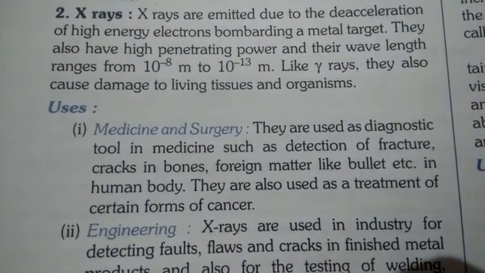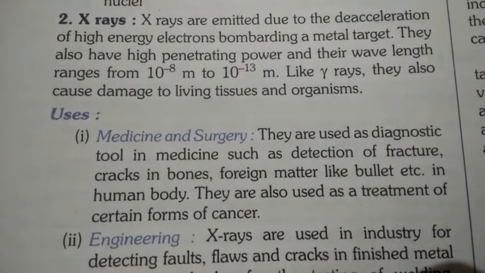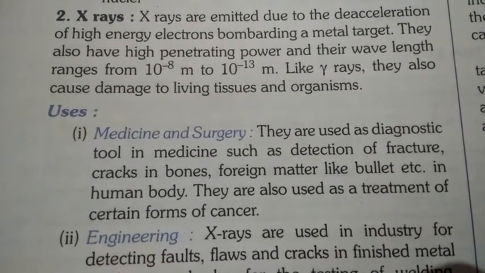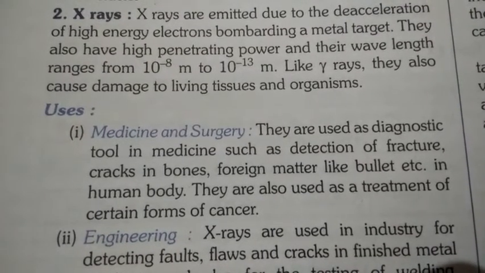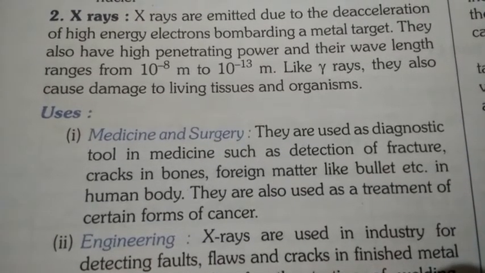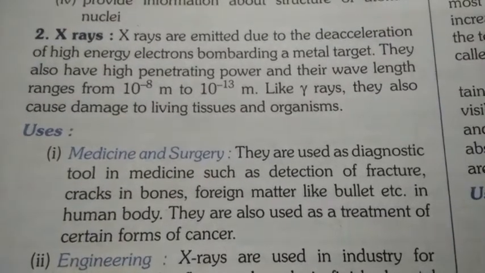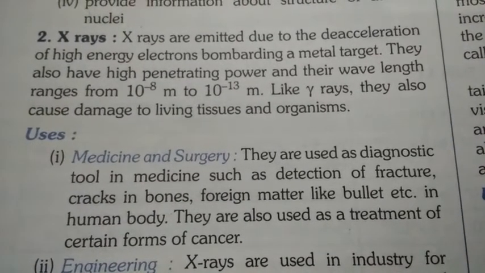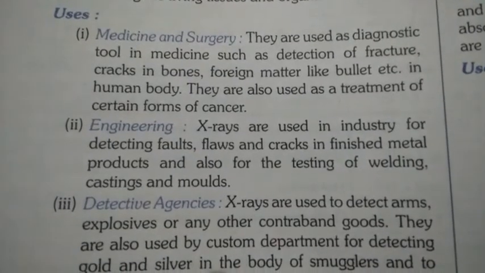The second ray is X-rays. X-rays are emitted due to the deceleration of high energy electrons bombarding a metal target. When a metal is bombarded with high energy electrons, X-rays are emitted. They also have high penetrating power and they lie in a wavelength range from 10 to the power minus 8 meter to 10 to the power minus 13 meter. Like gamma rays, they also cause damage to living tissues and organisms, but they are not as harmful as gamma rays.